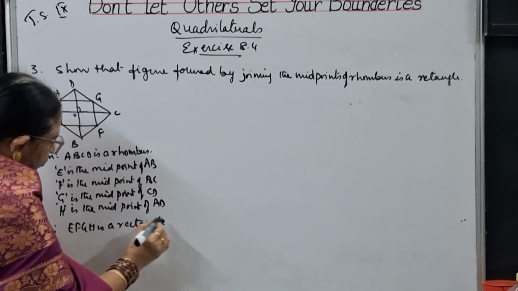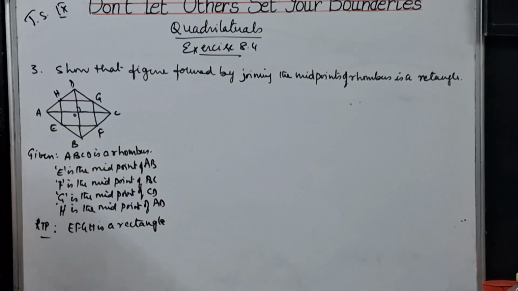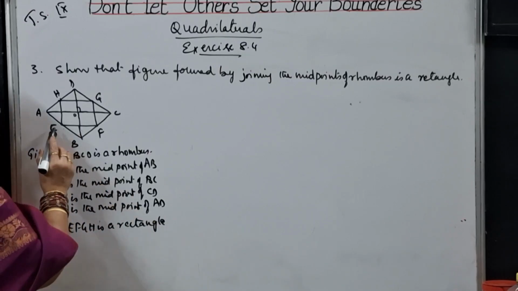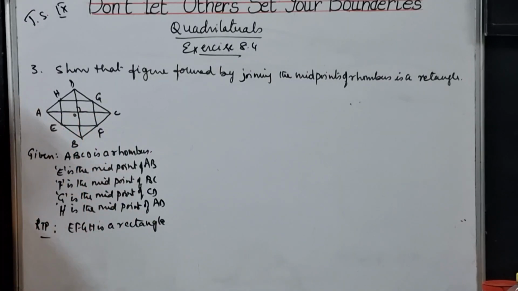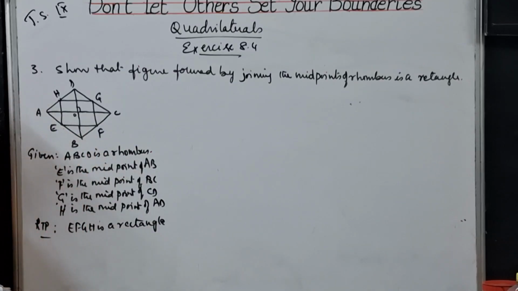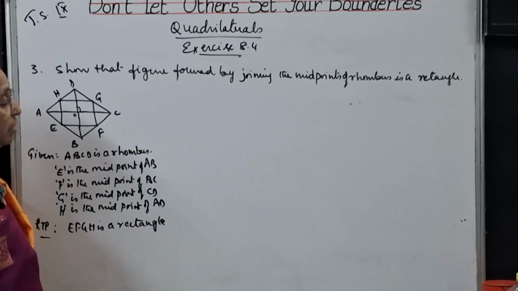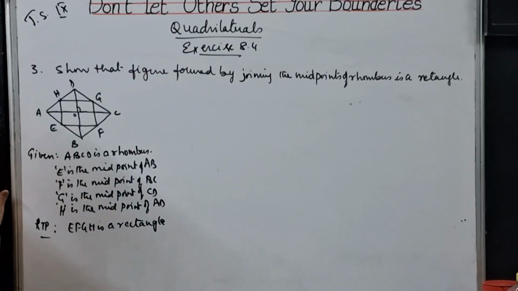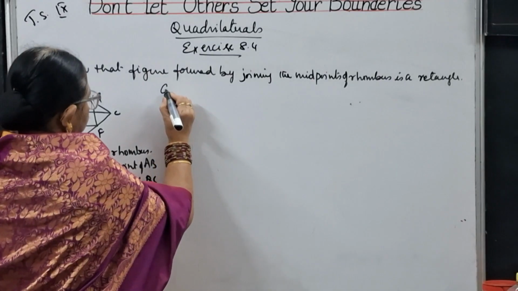If you want to prove EFGH is a rectangle, children, the property of a rectangle is that a parallelogram with one of its angles 90 degrees is considered as a rectangle. So, if you could prove that EFGH is a parallelogram and one of these four angles is 90 degrees, then definitely you can say that it is a rectangle. So, let us go in that way. Construction.